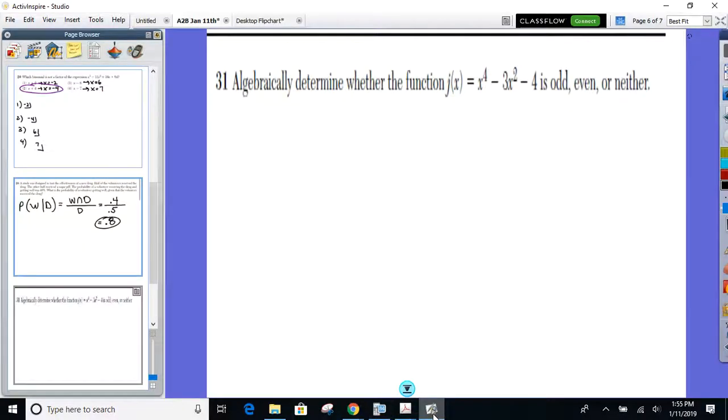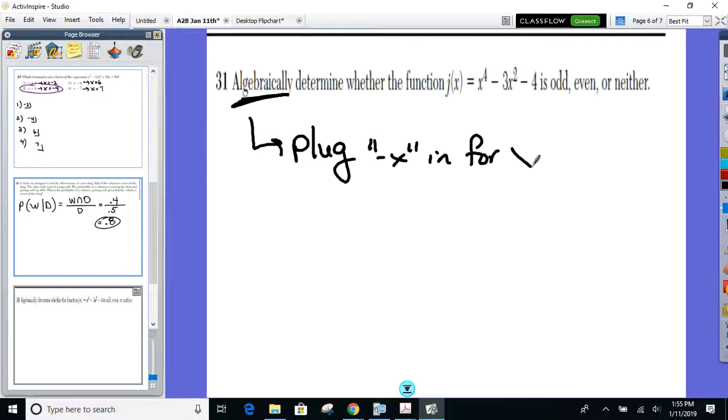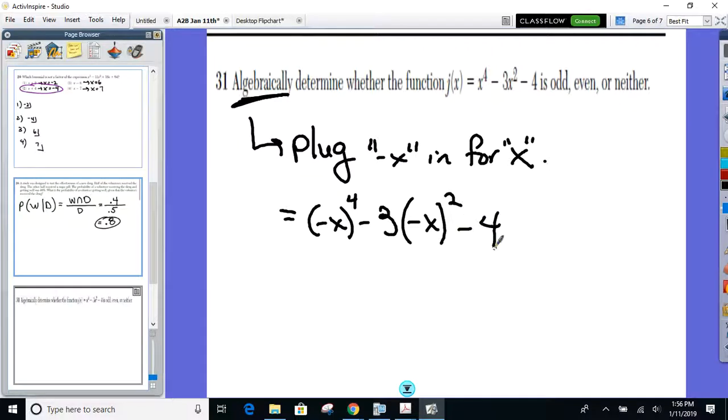But you can't just say it's even because the graph looks symmetric to the y-axis. You can't say that because it says algebraically. So here's how we determine algebraically if it's odd, even, or neither. You plug negative x in for x. So everywhere you see an x, plug in negative x. So, negative x raised to the fourth minus 3 times negative x squared, and then minus 4.